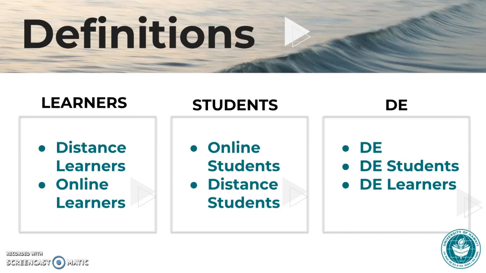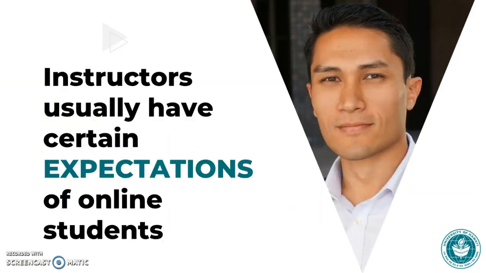learners. To be clear, all 7 of these terms have the same definition. Each of these terms really means the same thing. They're referring to students taking online courses. So, if you hear someone talking about DE students and hear another person discussing online learners, they're likely referring to the same thing.